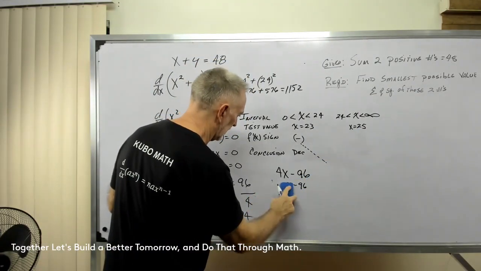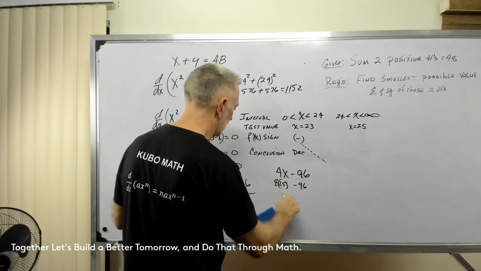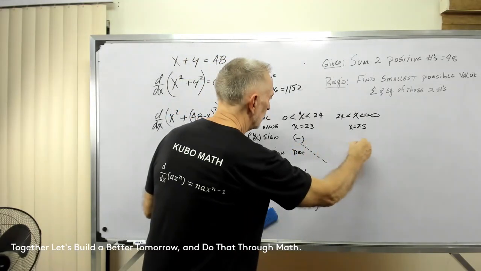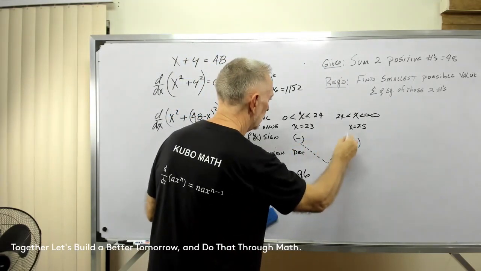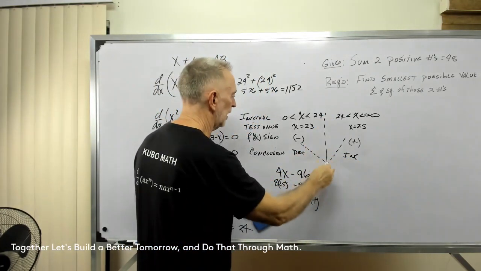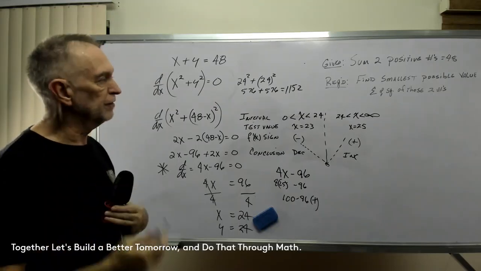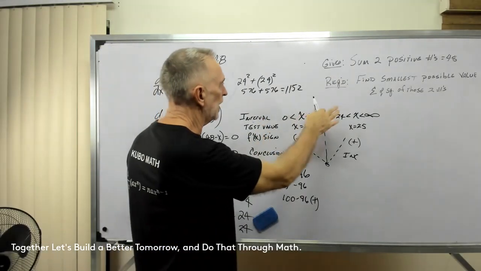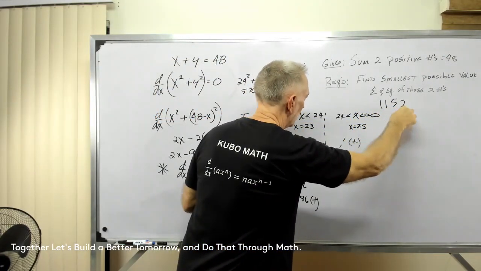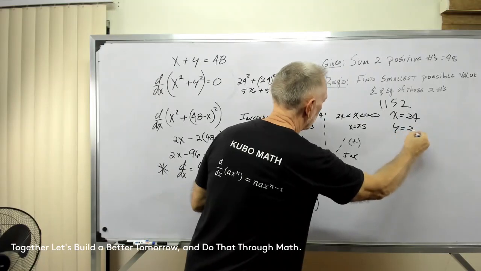Well, 4 times 25 is 100. So 4 times 25 minus 96, so 100 minus 96, well, that's a positive number. So here, what's happening? It's positive. So I know the function is increasing. Well, what does that mean where x equals 24? It's a relative minimum. And that's what we were asked to find. So the smallest possible value of the sum of the squares of those two numbers is 1152, when x equals 24 and y equals 24.